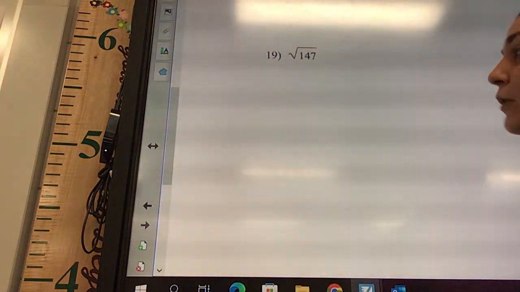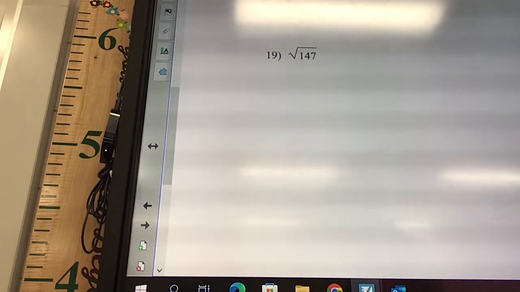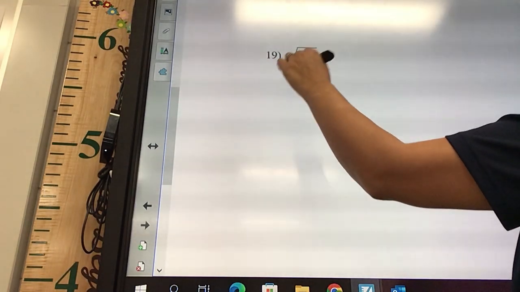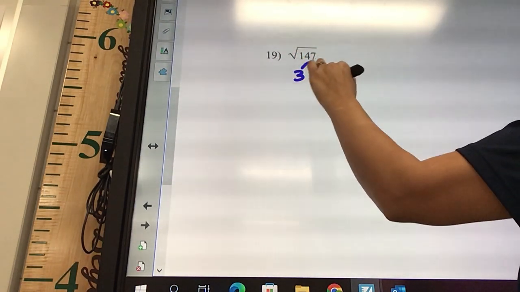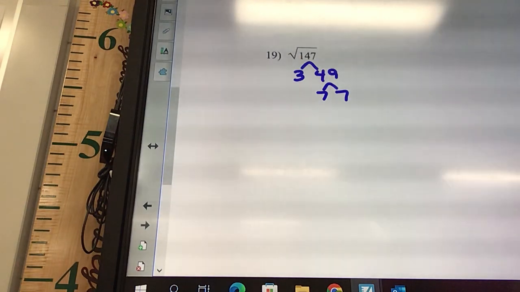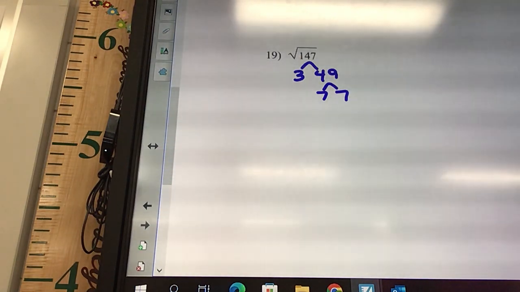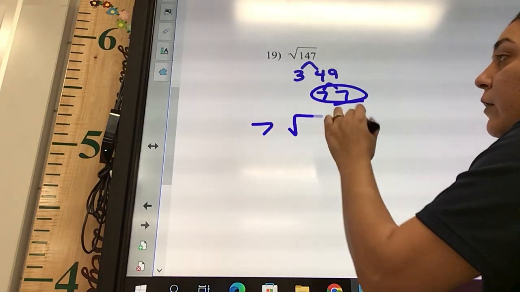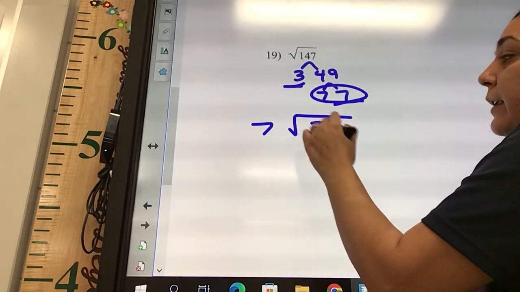Okay, and then last one, we got 147. We're going to say divided by 2 does not work. 147 divided by 3. 3 and 49. It's going to be 7 and 7. And again, our group number is 2, so we're pulling in groups of 2. So we got the 7s, they can go. And then this 3 right here cannot go.